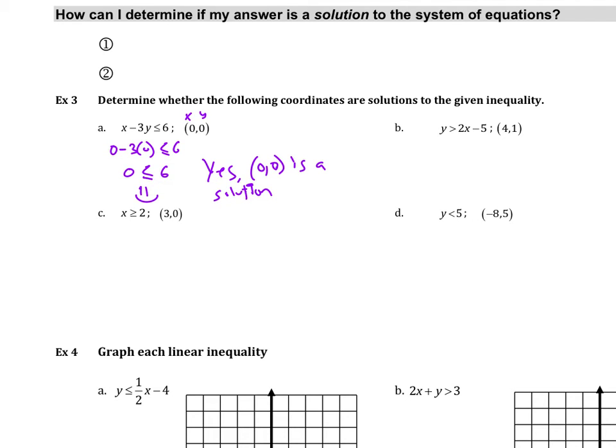Okay, for B, 4, 1, again, mark it, x, y. So I'm going to plug in 1 for y greater than 2 times 4 minus 5. That says 1 is greater than 8 minus 5, 1 is greater than 3. Wait, is 1 greater than 3? Go back to your 3rd grade days. Is the alligator eating the correct number? No, right? 1 is not bigger than 3, so this is sad face. And we would say no.